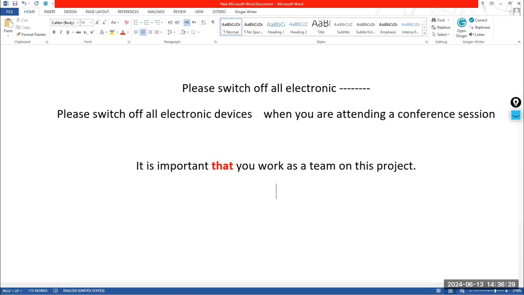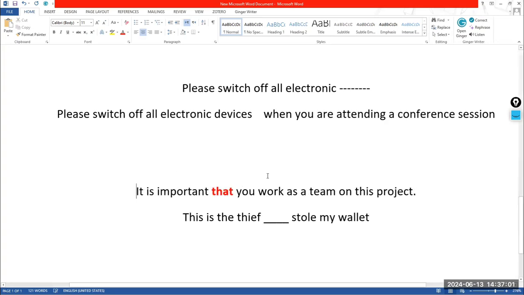Let me give you an example. Let's imagine that I want to say, this is the thief. Do you know the meaning of thief? Thief, the harami? Yes, exactly. Now if I want to say this is the thief stole my wallet, what is the relative pronoun that I have to use after thief?